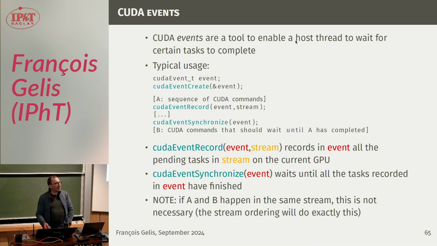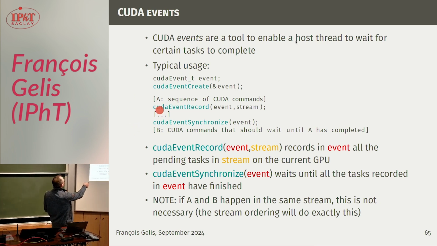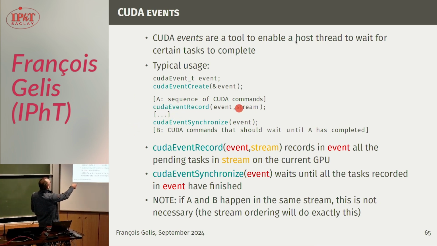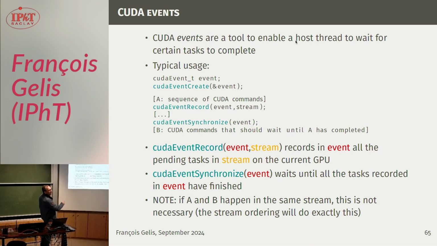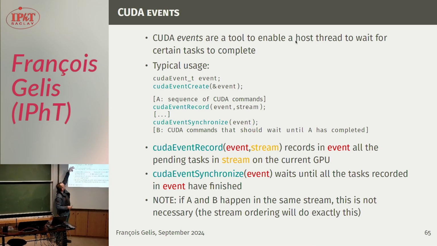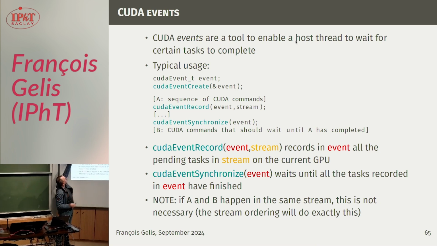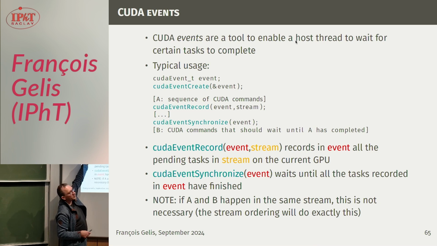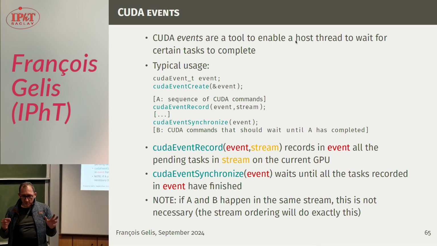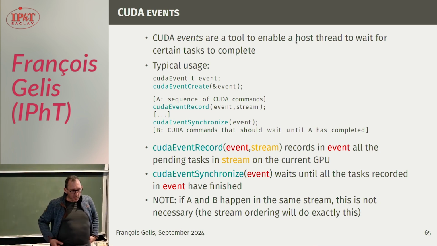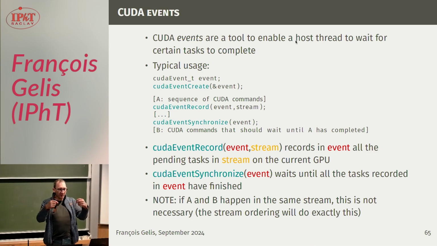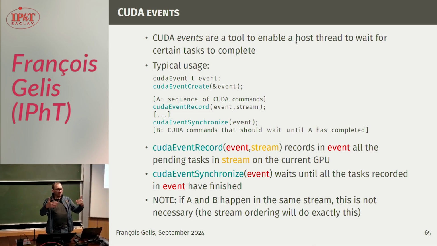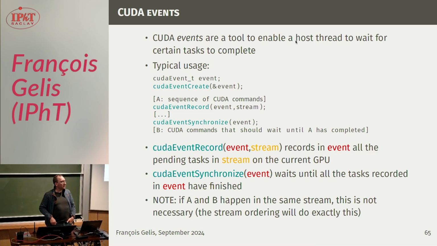So this is convenient, yes. So if I understand, if there are new tasks in the three-dot lines, those are not in the record, and the synchronize will not wait for them. Okay. So here in these dots you could have another set of tasks that B doesn't care about, because B could start even if those are not finished. Okay. The record will just register all the tasks that have been submitted until the time when the function cudaEventRecord is called.